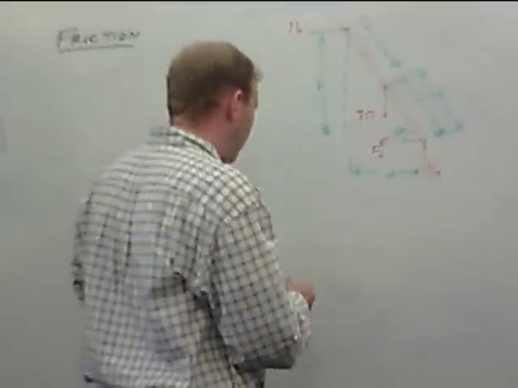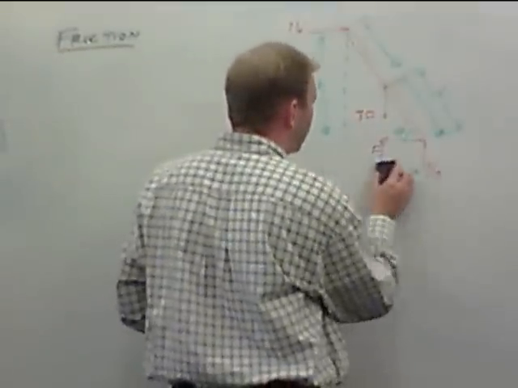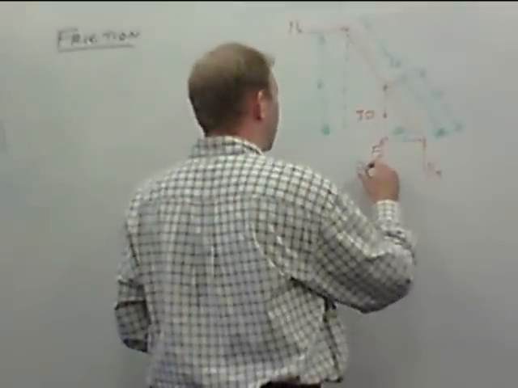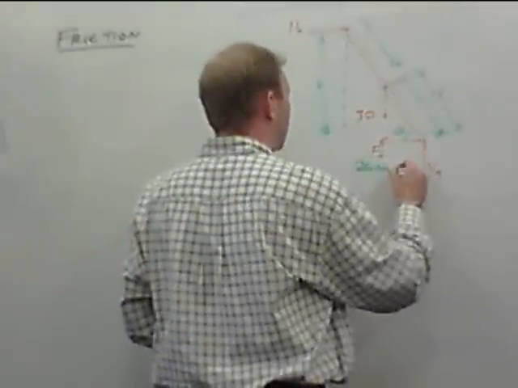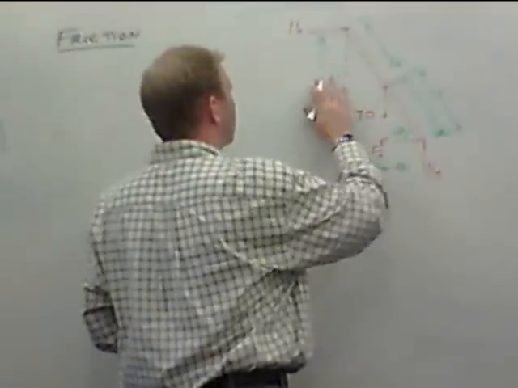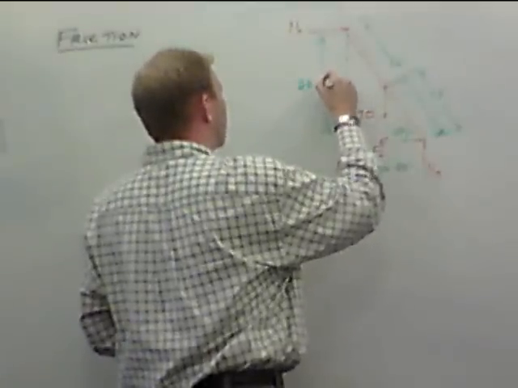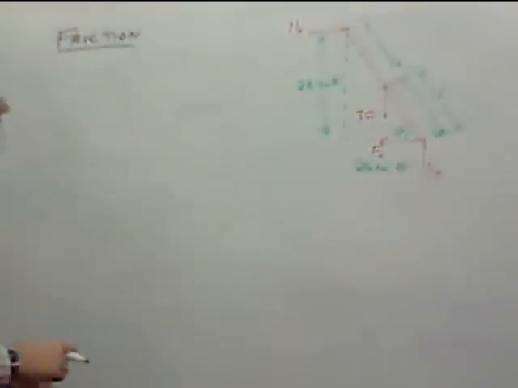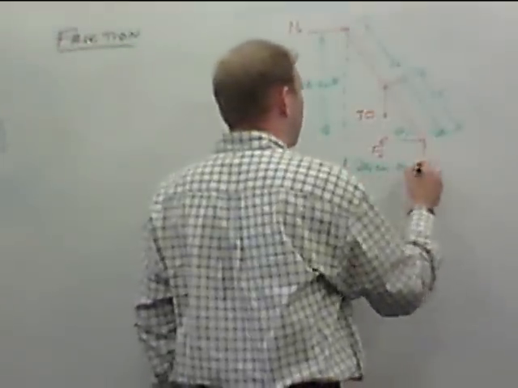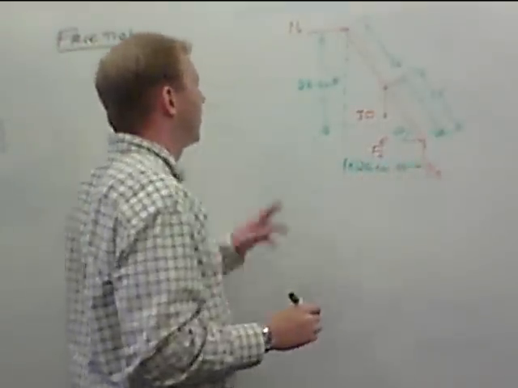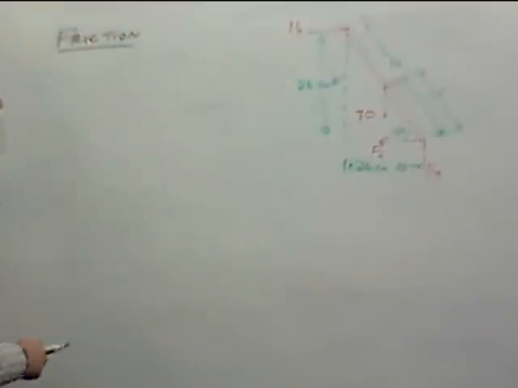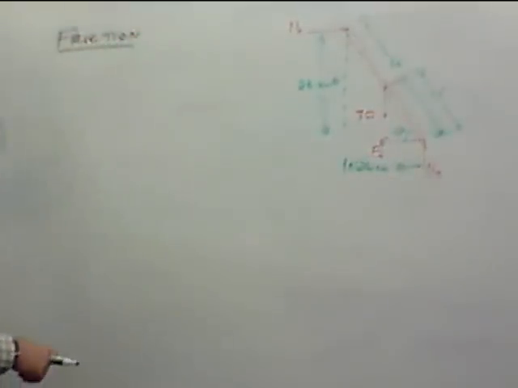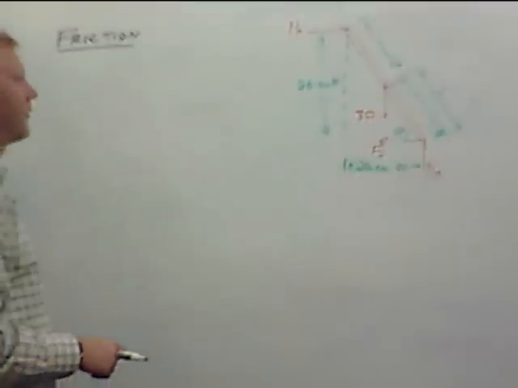So I'm going to actually call this 26 cosine theta. I'm going to call this 26 sine theta. The reason for that is now I'm only dealing with one unknown in terms of my geometry. Everything's in terms of theta. Again, these ladder problems look trivially easy, but they really aren't.